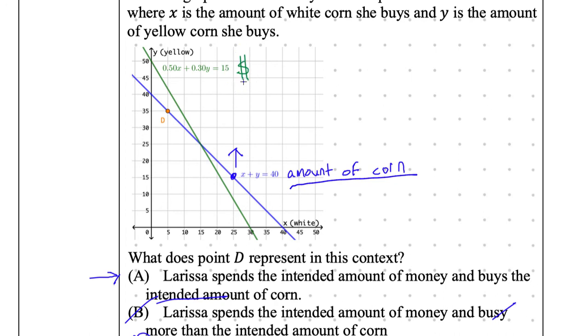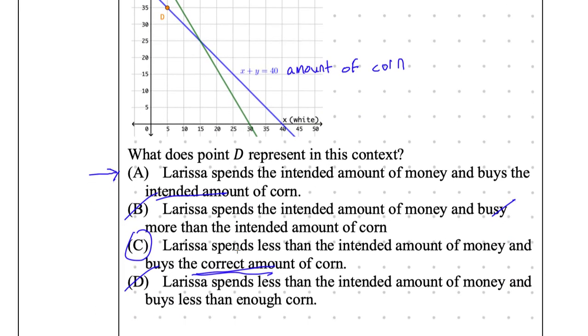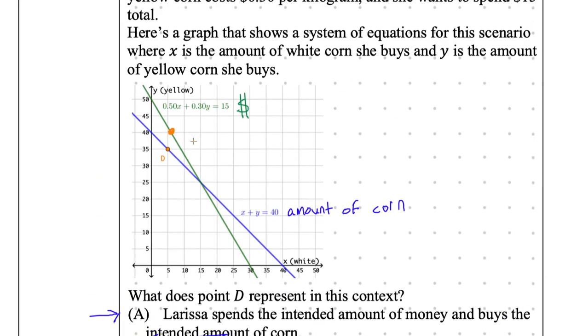So let's give you another question. What if instead I gave you this point right here? This point, what does that say? I want you to pause the video. It's not one of these answers, by the way. What is this saying in terms of money, amount of corn? Okay, you've paused the video for at least 10 seconds. You thought about this. This is saying that Larissa is spending the correct amount of money because I'm on that money line, but I have bought too much corn because this point is above the amount of corn line. I bought too much corn.